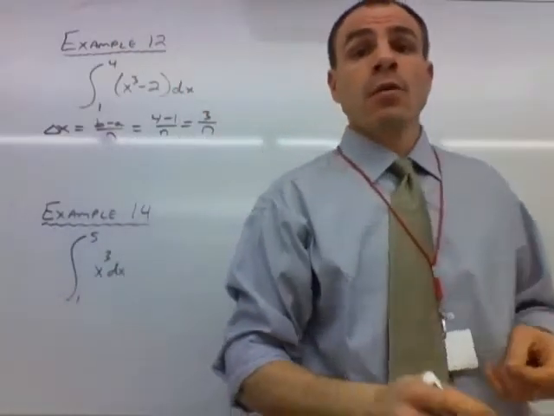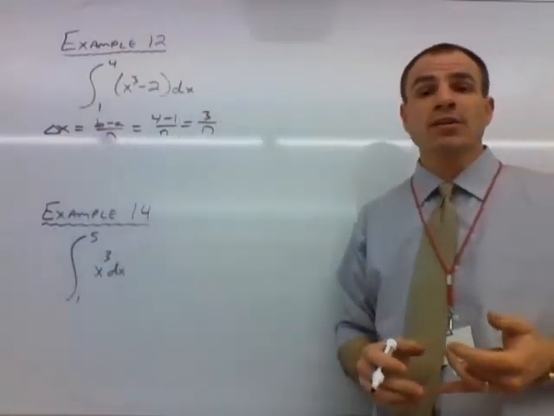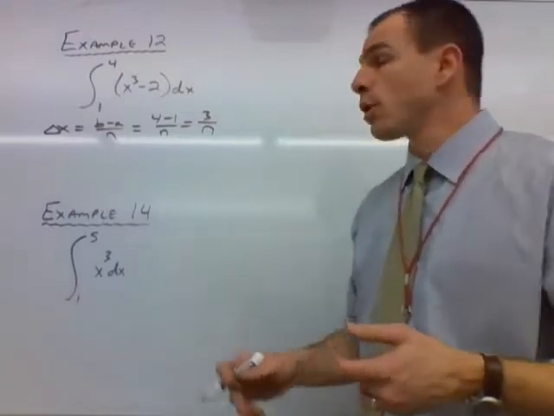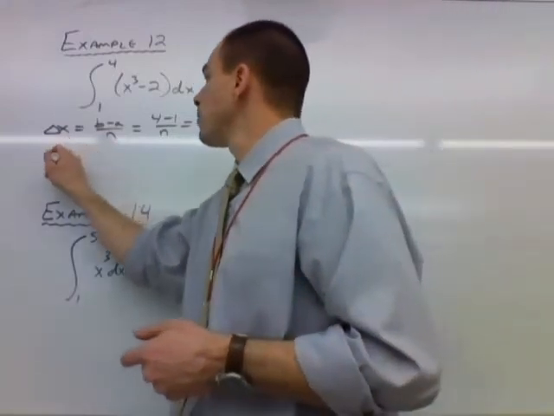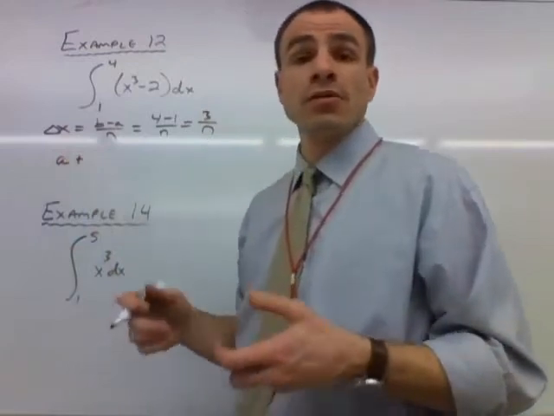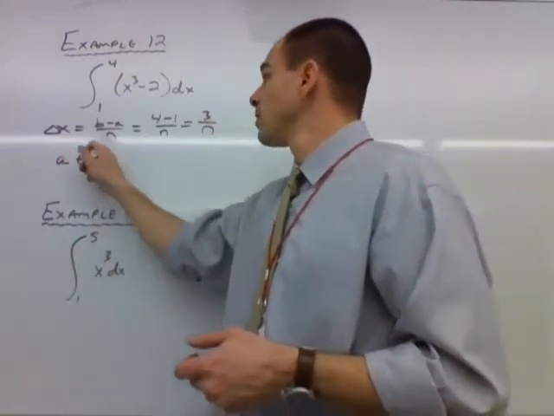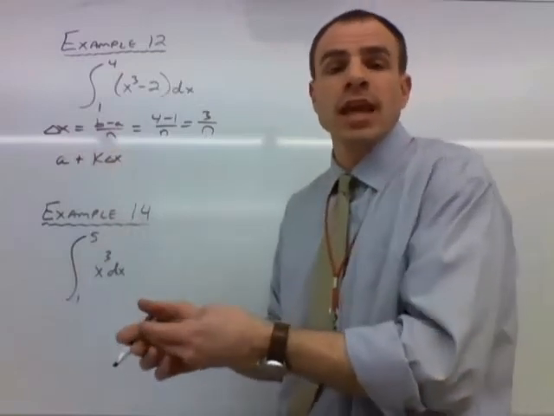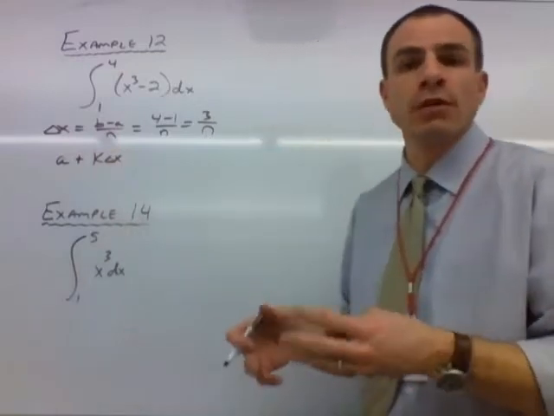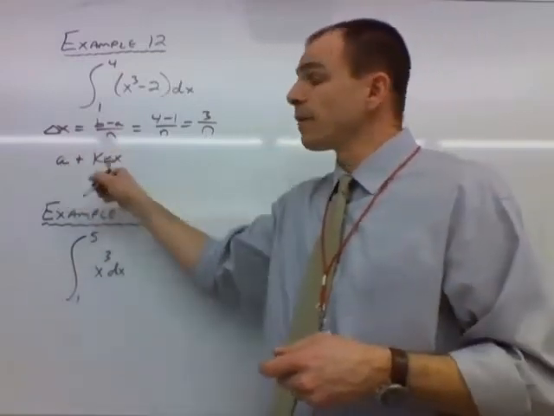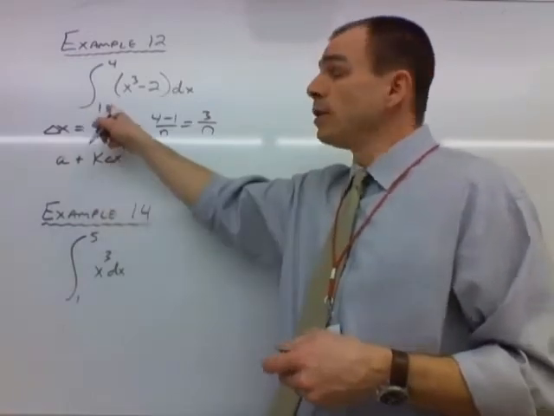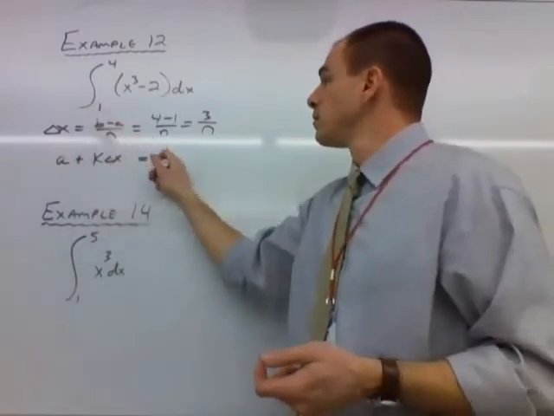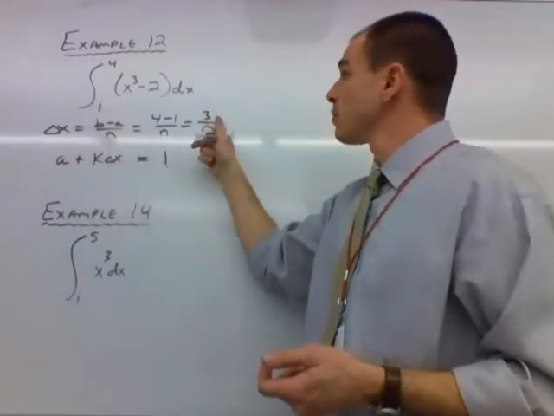Once we have that delta x, now we can get our other important term, and the other important term, remember from the previous video, is a plus k delta x. We're not going to plug in for the k. K is our counting variable, so we don't have to worry about that, but we do want to plug in for a and delta x. Well, we know that a is 1, and we know that delta x is 3 over n.